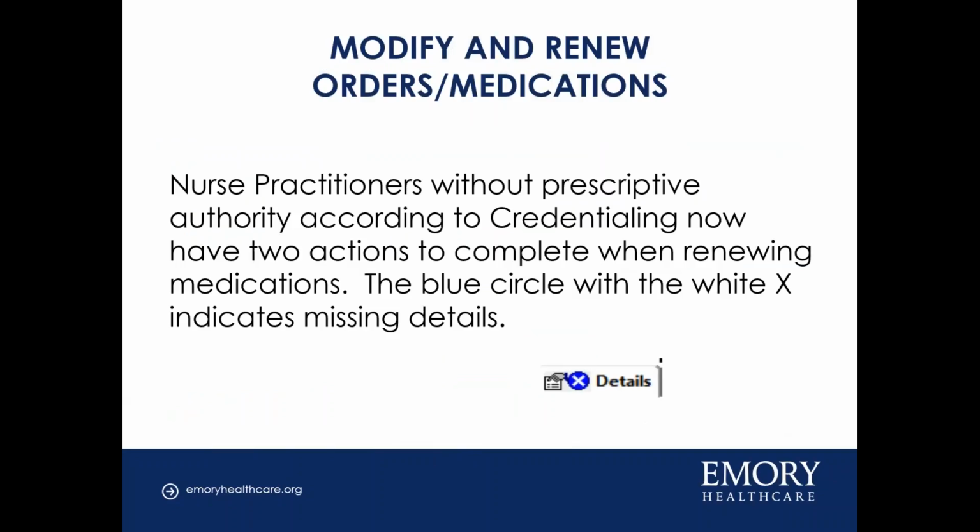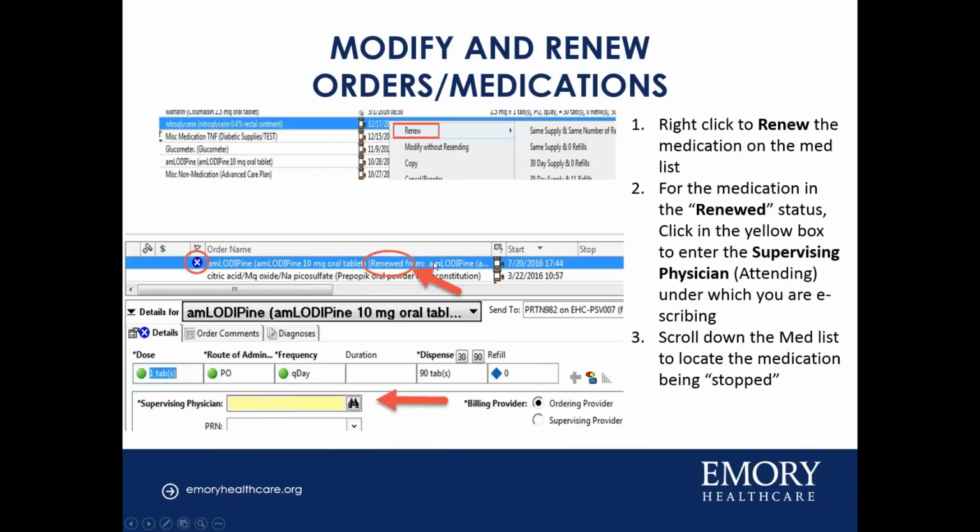So we'd also like to go over a couple of things for the APPs to make sure you're able to renew medications as needed. If you don't have prescriptive authority according to credentialing, you have 2 actions to complete when you're renewing a medication. Again, the blue circles in the details section will guide you to where you need to change your information. So you would go to those orders, right-click the order that you were trying to renew for that medication, and you see the tab for renew.